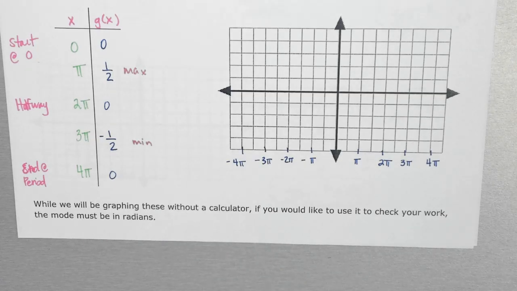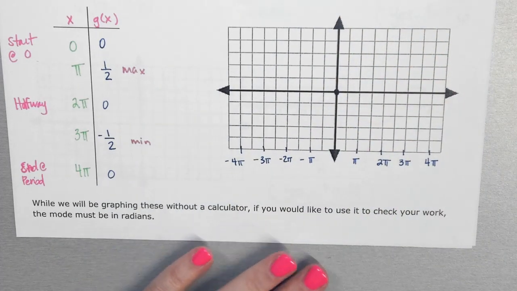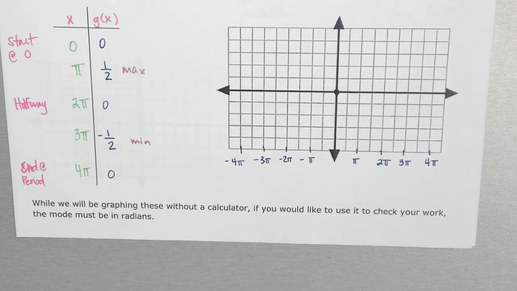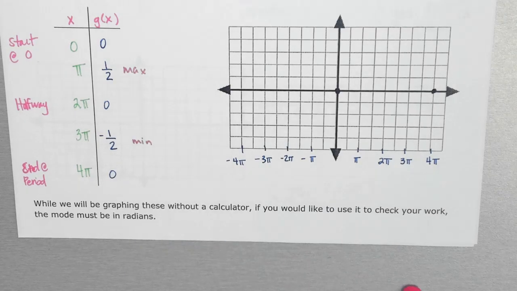Okay, so when we graph, we are going to start at 0, 0. So we're going to start at 0, 0 here. Now, like we told you yesterday, wherever we start, we're going to end at the same place. So if I'm ending at 4 pi, we're going to be here. And then halfway is another x-intercept.